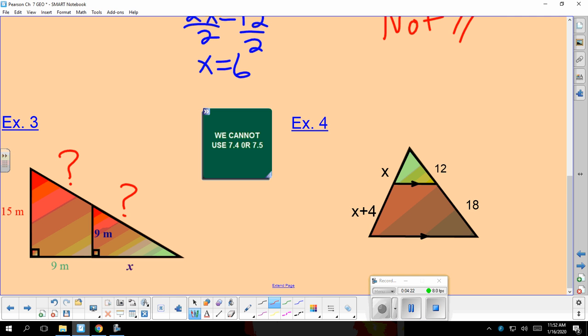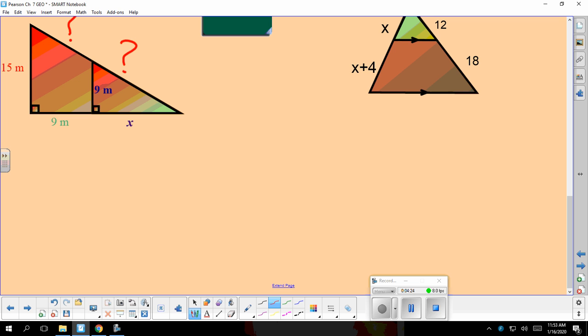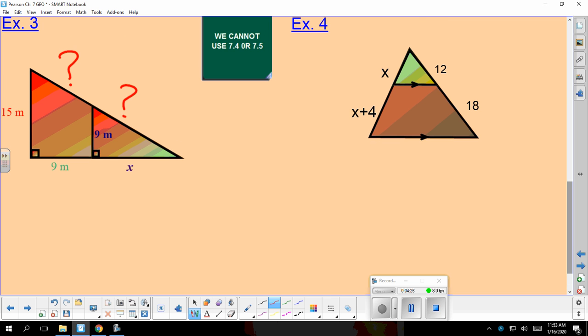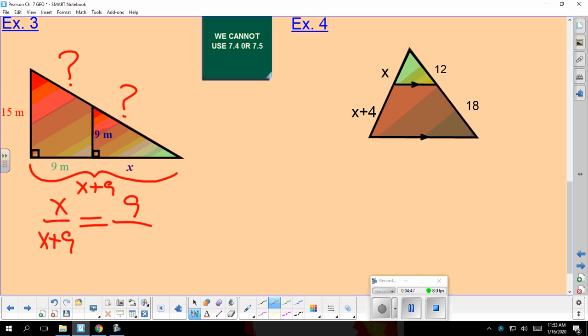All right, so this first one, I need to set up just as they are, typical similar triangles. Okay? So I know that we have one triangle on top. So I have X and 9. What goes with this X on this big one? This whole side. X plus 9. And what goes with the 9 here? The 15.